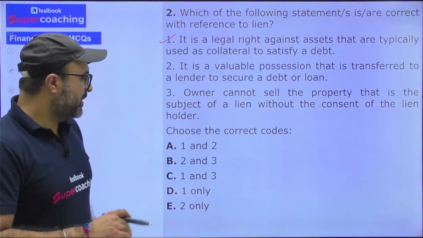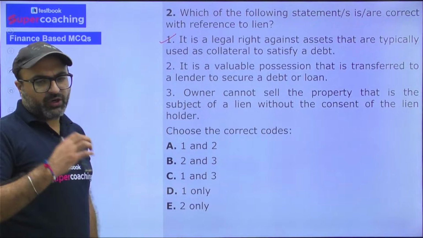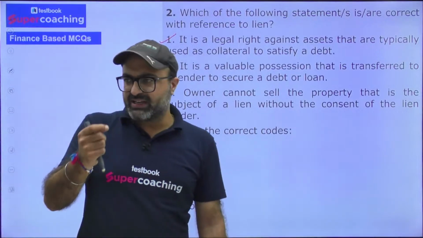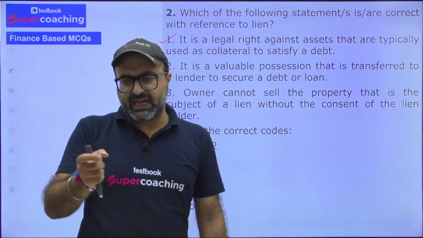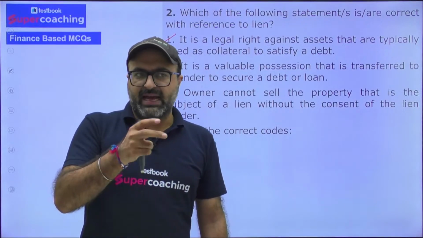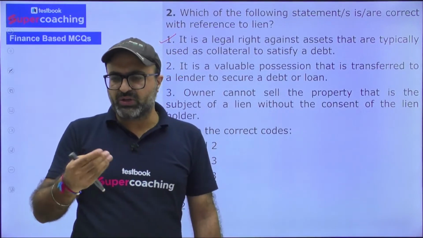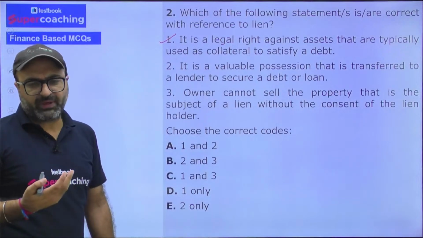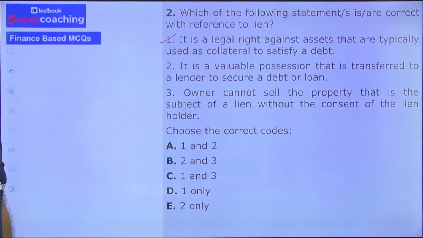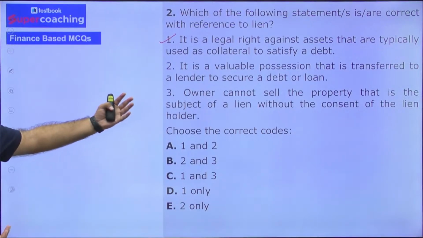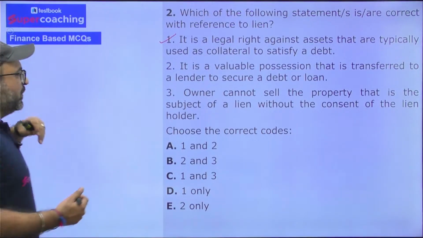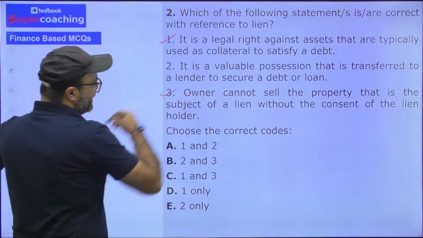If I talk about the creditor, the creditor can seize the asset that is subject to the lien, and the owner is not allowed to sell the asset or the property which is the subject of the lien without the consent of the bank or the lender. So statement 1 is correct, as well as statement 3 is correct.